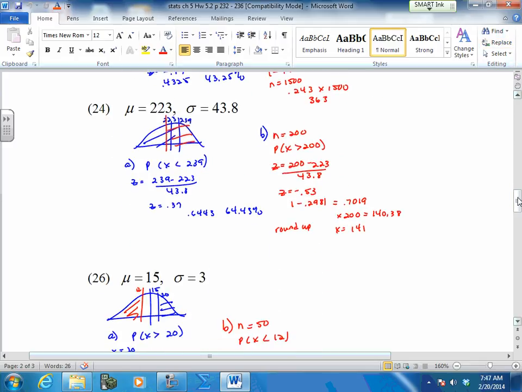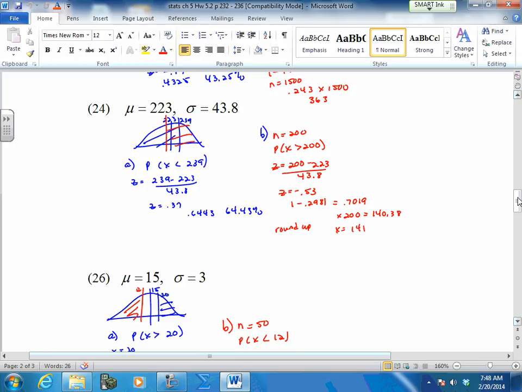24. 24 was about cholesterol. What percent of women have a total cholesterol less than 239? So we look at our chart, less than 239, it's in the positives. It's going to be more than 50%. And if we come out with more than 50%, we know we're on track.